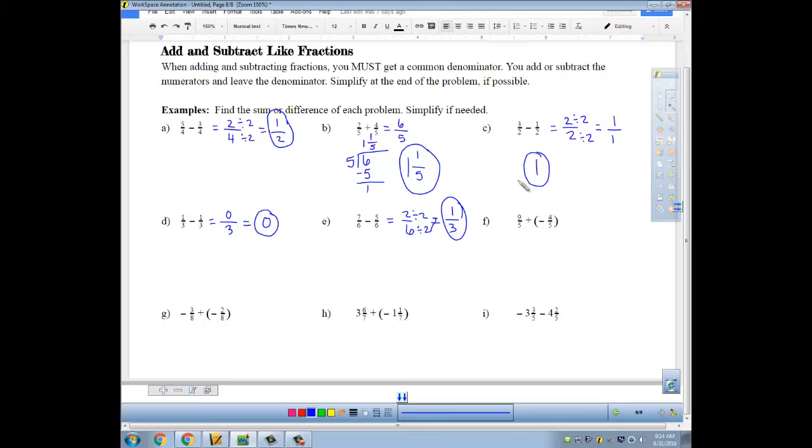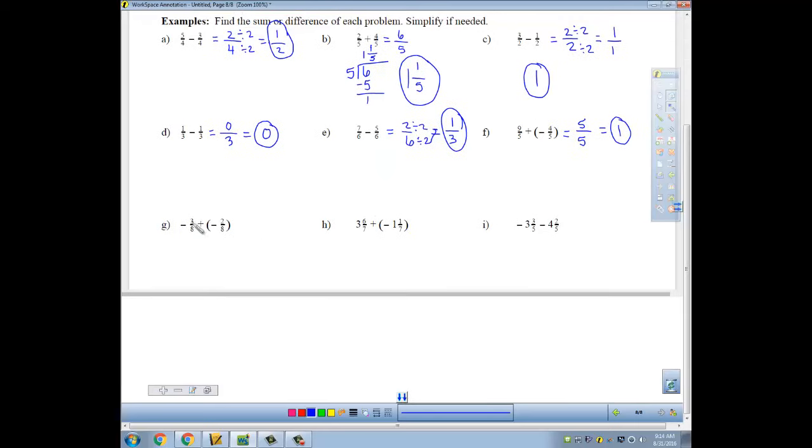Part F, we're getting into some negatives. So we need to think of our rules. Those are different signs, so we subtract. 9 minus 4 is 5. Keep the denominator. 5 over 5 is the same thing as 5 divided by 5, which is 1. Okay, we have 3 more. Part G. Okay, we have some negatives again, so think of our rules. Those are same signs, we add and keep. -3 plus -2 is -5 over 8, and I cannot reduce that.